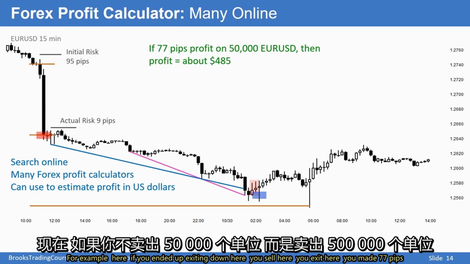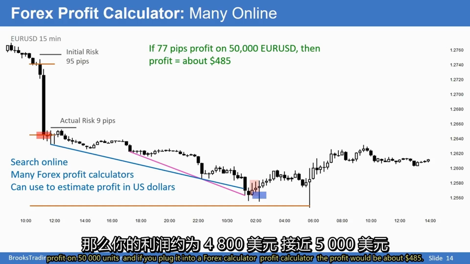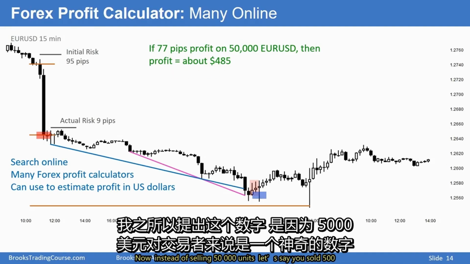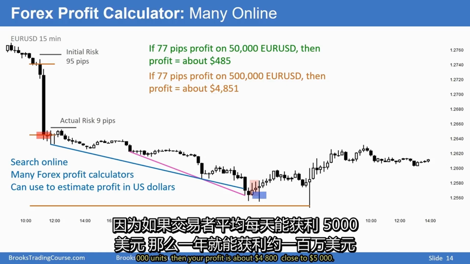For example, here, if you ended up exiting down here, you sell here, you exit here, you made 77 pips profit on 50,000 units. And if you plug it into a Forex profit calculator, the profit would be about $485. Now, instead of selling 50,000 units, let's say you sold 500,000 units. Then your profit is about $4,800, close to $5,000.